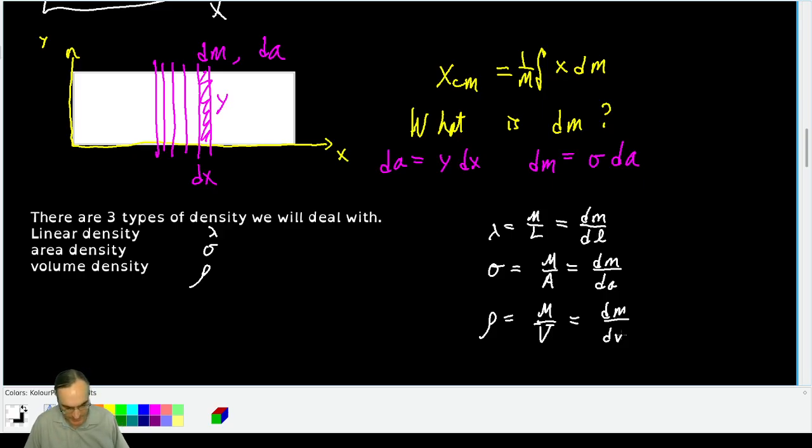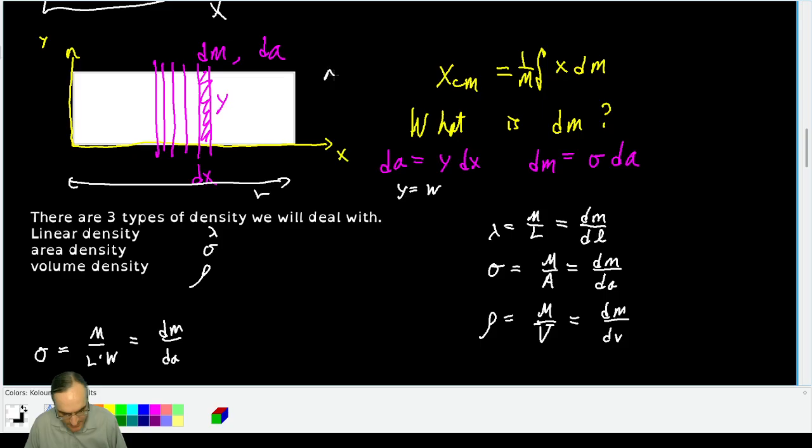All right, in this case, we would be dealing with something that is an area density, so we'd basically have mass over the length times the width equal to dm over dA, and that's where we would get our density from and use over on the other side. Now in this case, y would just be equal to the width if we have this as length and width. All right, this is just a quick example of what we're going to be doing.